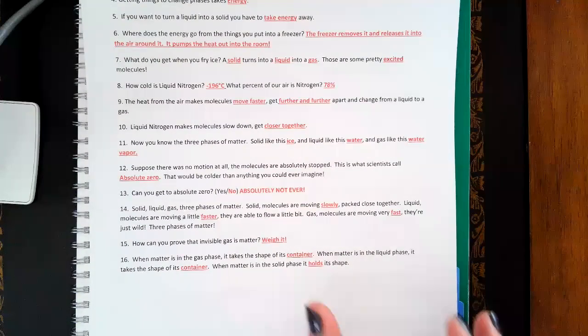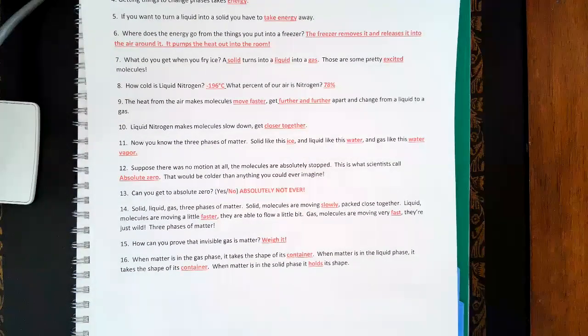Suppose there was no motion at all. The molecules are absolutely stopped. This is what scientists call absolute zero. That would be colder than anything you could ever imagine. It's been cold with these snow days, but if all molecules completely stopped moving, it would be so cold, right? Because molecules moving means there's heat, means there's energy. Can you get absolute zero? No, absolutely never. That'll never happen.